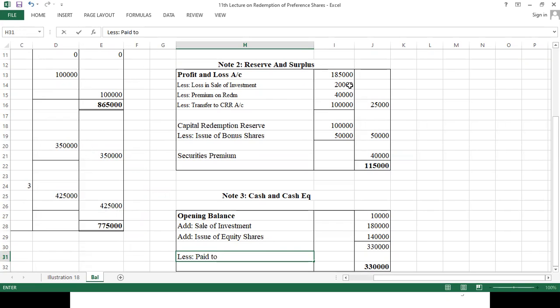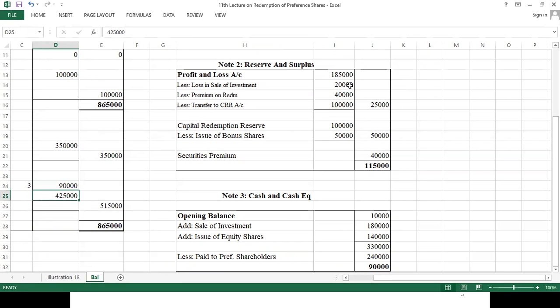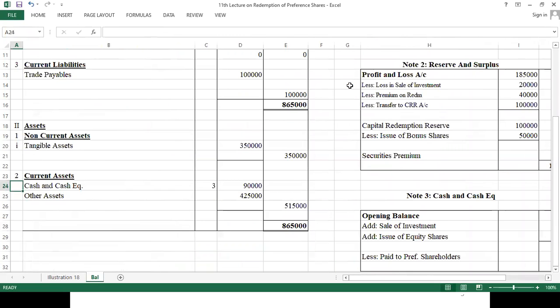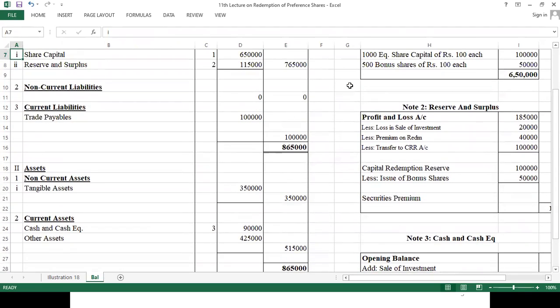Paid to preference shareholders. How much? 2,40,000. So we have 90,000 with us. So here I will write 90,000 as per the schedule 3. So now here I have tallied my balance sheet by 8,65,000.